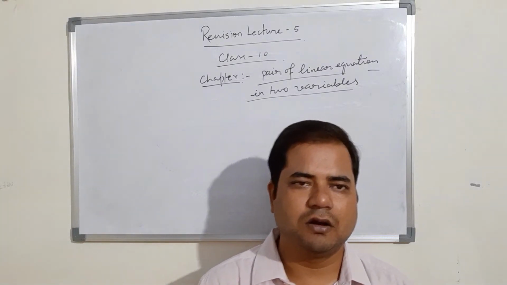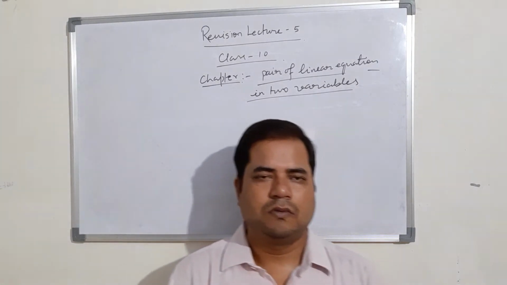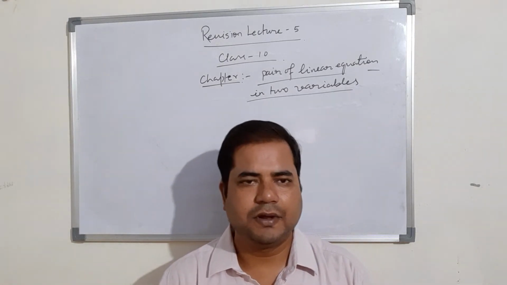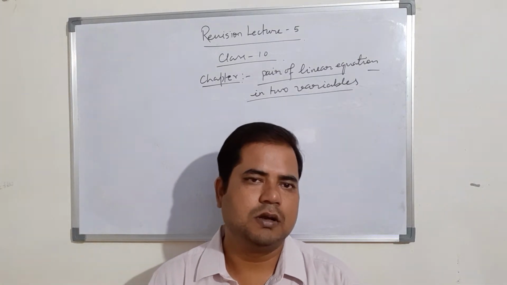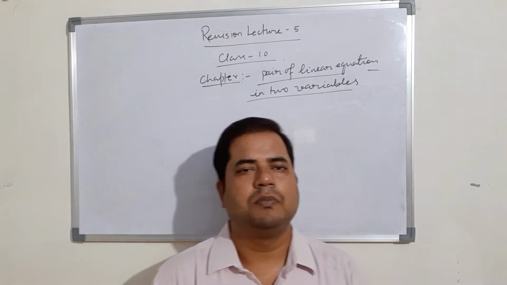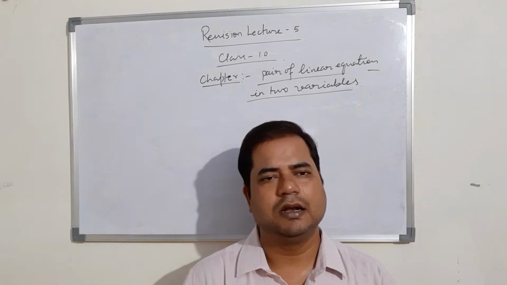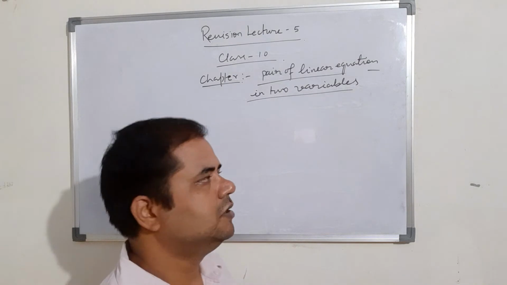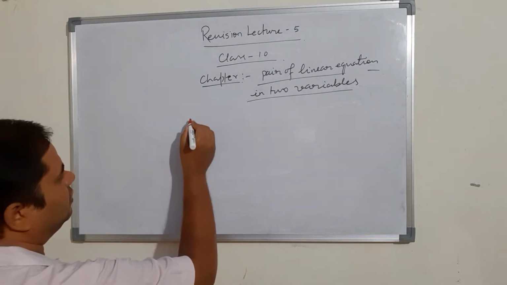Chapter is pair of linear equation in two variable. So first of all we just see the definition, then graphical method of solution of pair of linear equation, that means graphs of the pair of linear equation, and then solution of pair of linear equation. Four methods are there, three algebraic method and one method is graphical method.